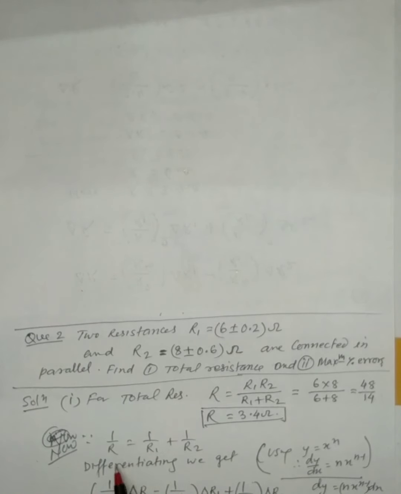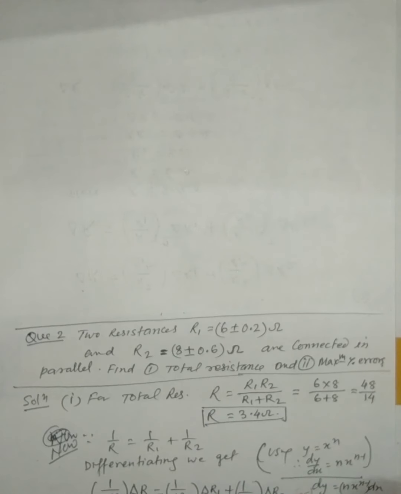differentiate it. Differentiate करना है इसको. After differentiating we will get this quantity. Using the formula, y is equal to x to the power n, dy by dx is equal to n x to the power n minus 1, and therefore dy is equal to n x to the power n minus 1 into dx. Therefore here if you are going to differentiate 1 by r, it will be r to the power minus 1.